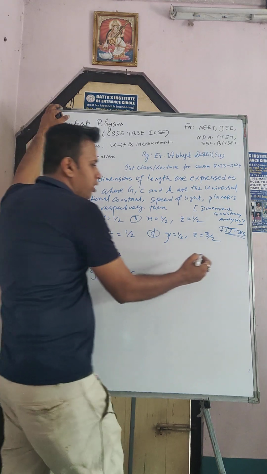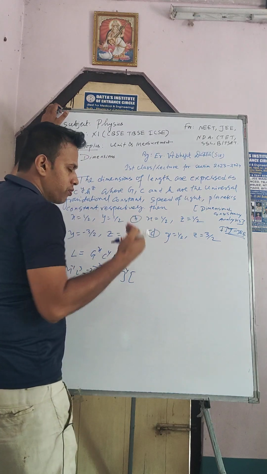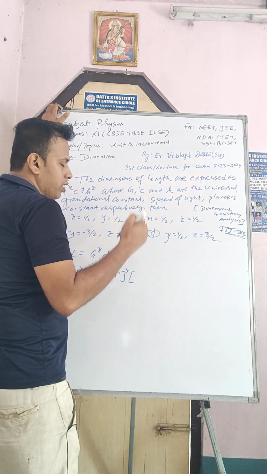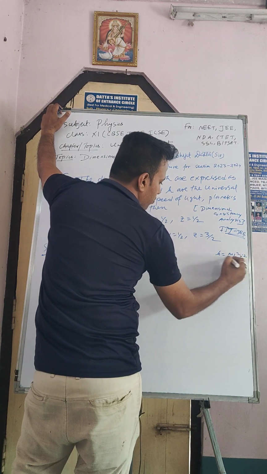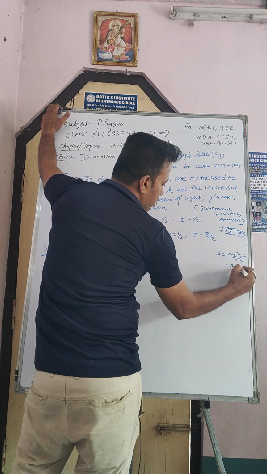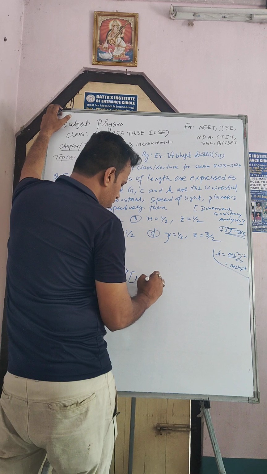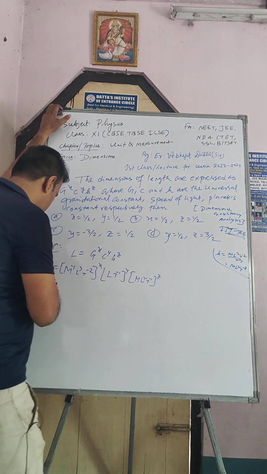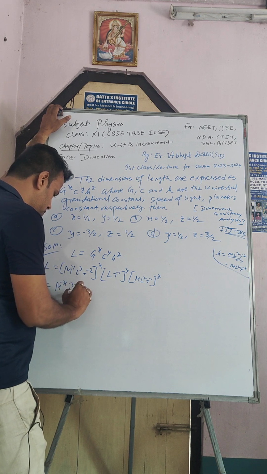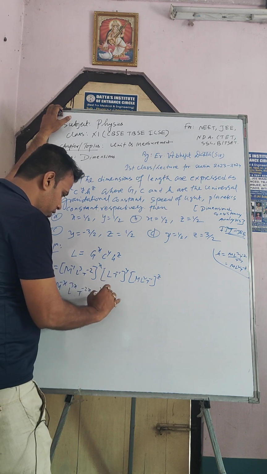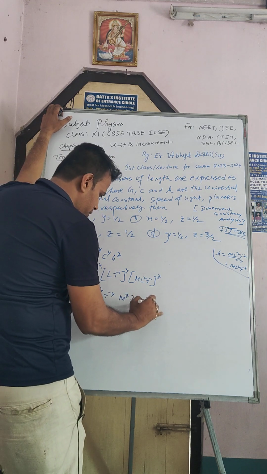So Planck's constant h is energy by frequency. Energy is M L square T minus 2, and frequency is T minus 1. So M L square T minus 1 is the dimension of Planck's constant, M L square T minus 1 whole to the power z. Now here we can write M to the power minus x, L to the power 3x, T to the power minus 2x, L to the power y, T to the power minus y, M to the power z, L to the power 2z, and T to the power minus z.